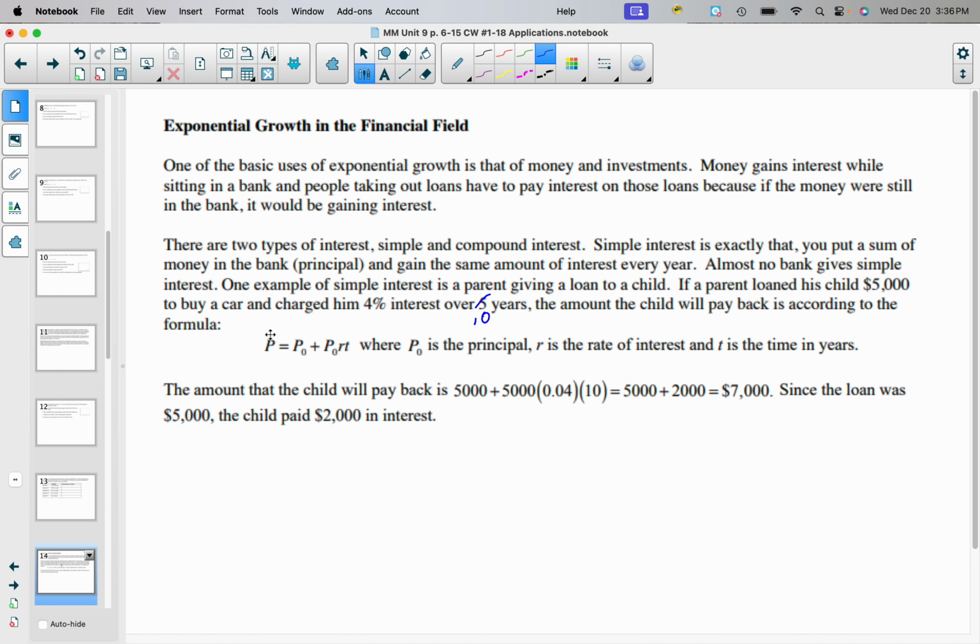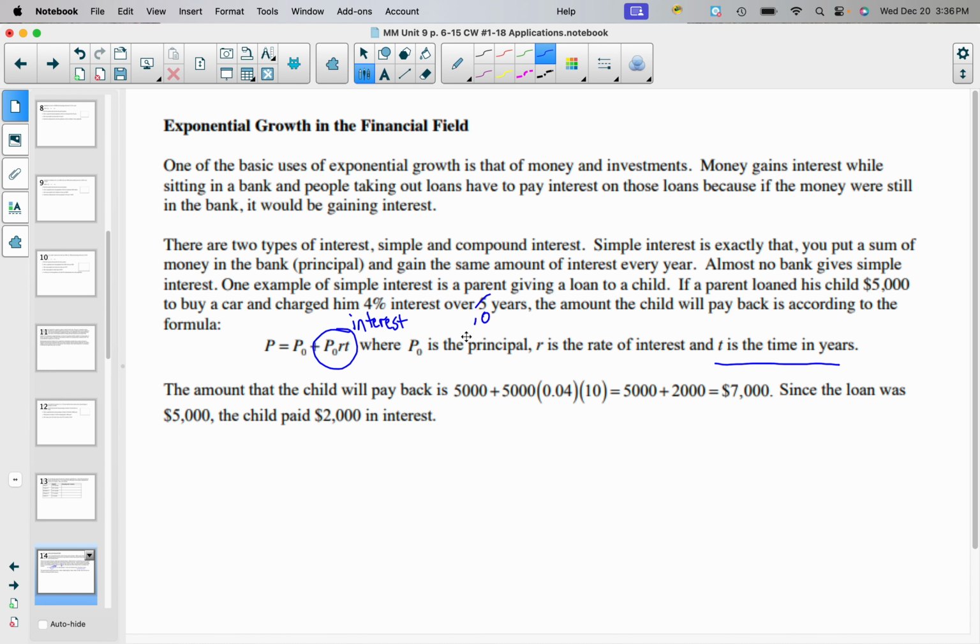So P is the amount they would have to pay back. P naught is the principal, so that's the amount borrowed. And then this portion right here represents the interest. You've probably seen that before: to calculate the interest, you do the principal times the rate times the time, and the time has to be in years. When you do your rate, usually it's given as a percentage, but then you would change that to a decimal.